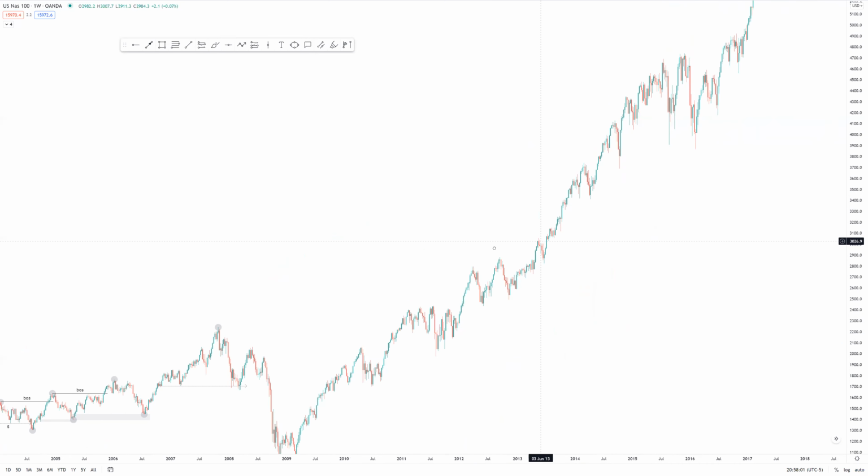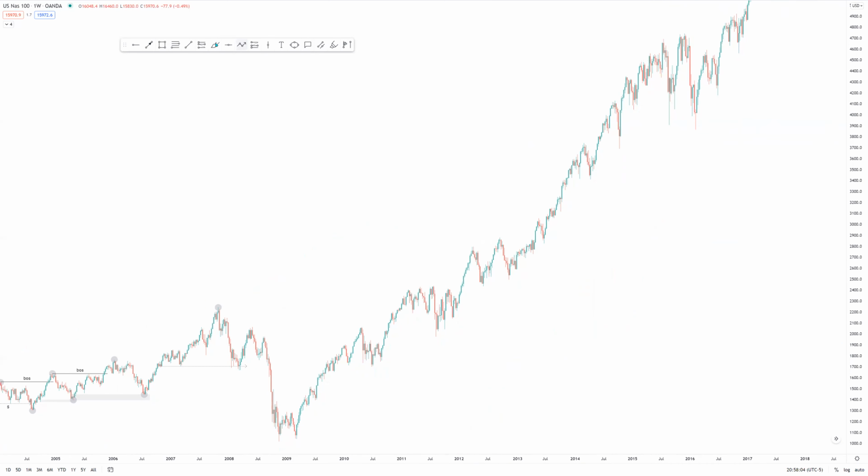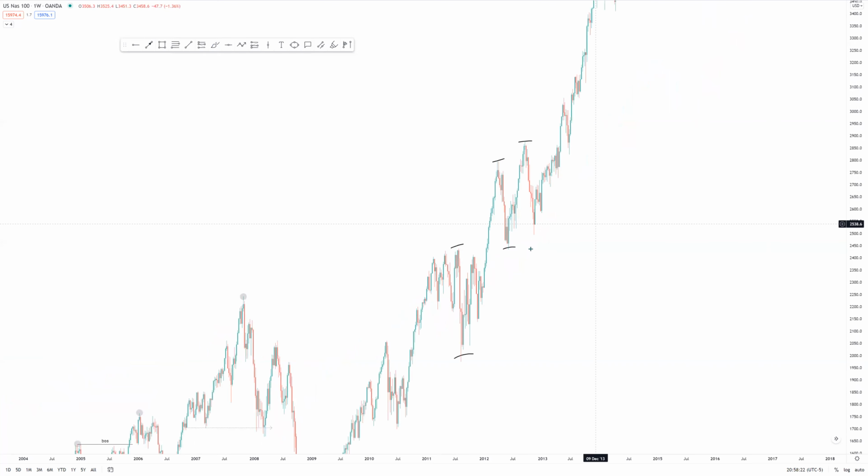So let's look, let's get our bias. Let's mark off our structural levels. So here we had a high, lower low. So until we trade above this, we're in a downtrend. We trade above, so now we're bullish again. So it's a high, low, high, low, high, right? So this is what the higher time frame is doing right here.